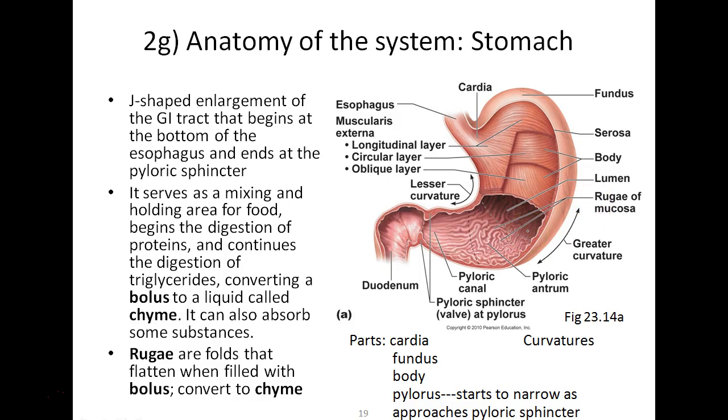The stomach serves to mix and hold the food. It begins the digestion of protein, and we also continue the digestion of triglycerides. Here, the substance that was once called bolus is now called chyme because we're mixing in new substances. In summary, the stomach is an organ that holds food and then chemically and mechanically digests it.